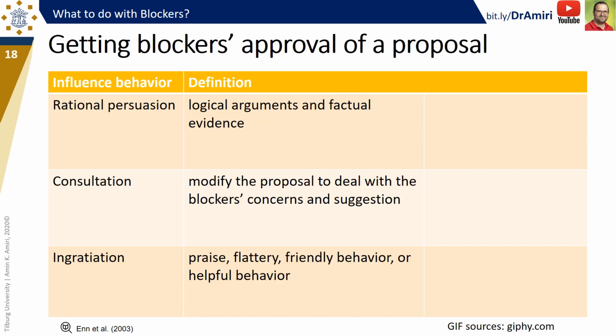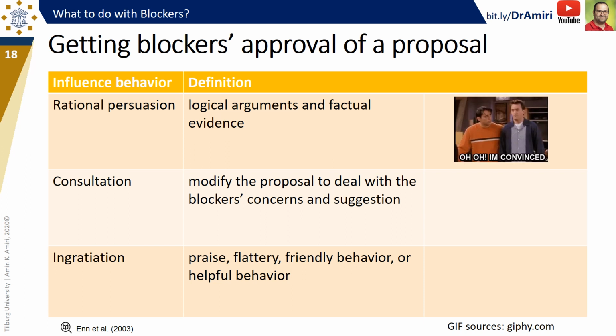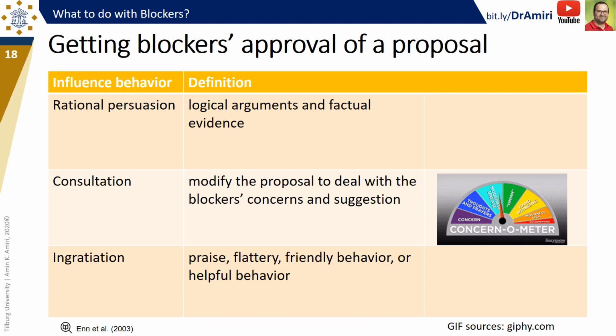There are different ways to get blockers' approval of a proposal. The first approach is rational persuasion. The CIO uses logical arguments and factual evidence to persuade the blocker that a proposal or request is viable. The second approach is consultation. The CIO demonstrates that he or she is willing to modify the proposal to deal with the blocker's concerns and suggestions. The CIO seeks blockers' participation in planning a strategy, activity, or change that requires blockers' support.